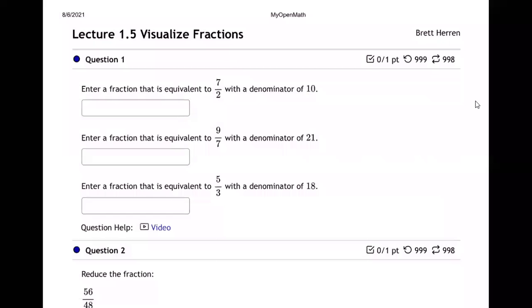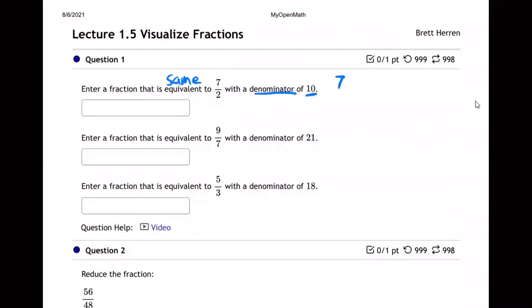Okay, so on this question, it's asking us to enter a fraction that is equivalent to 7/2. You're going to have a different fraction than mine. Equivalent to 7/2, like same. Equivalent means same, basically, right? It's the same as 7/2, but it has a denominator of 10.